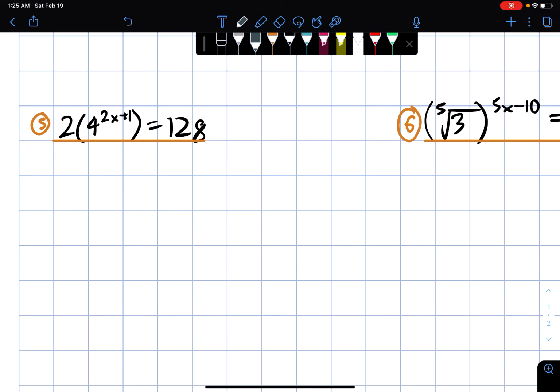Okay, so we have bases 4 and 128. We have an external base, which is 2. When we encounter these types of problems, when we see that there's another integer or constant that is outside the main base, all we have to do is to divide both sides by that number.